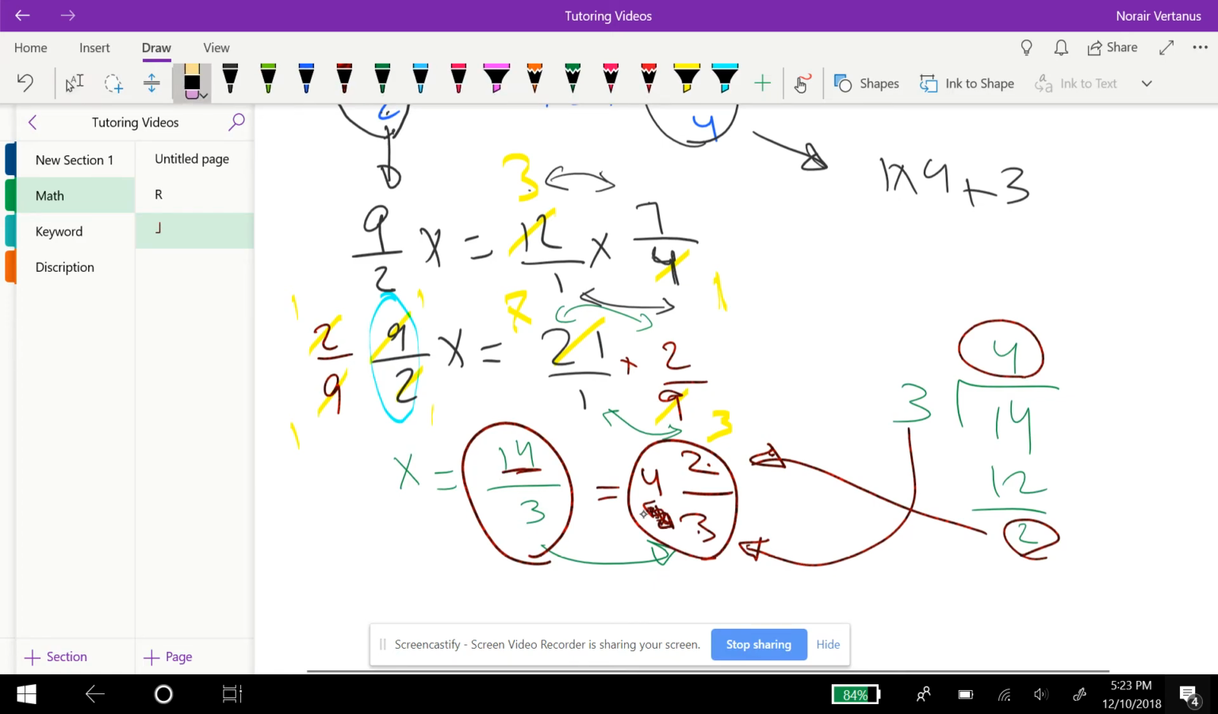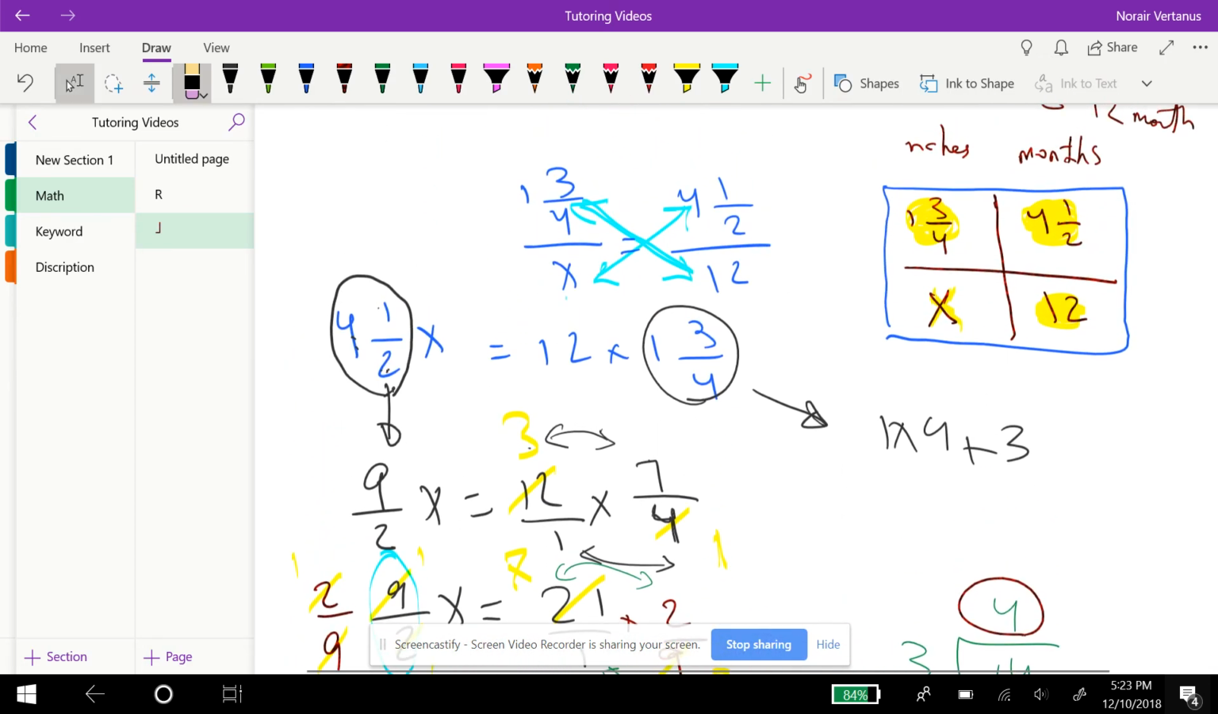Got it? So what was the answer? 4 and 2/3. He's going to grow, x is going to be 4 and 2/3, 4 and 2/3 of an inch in 1 year.